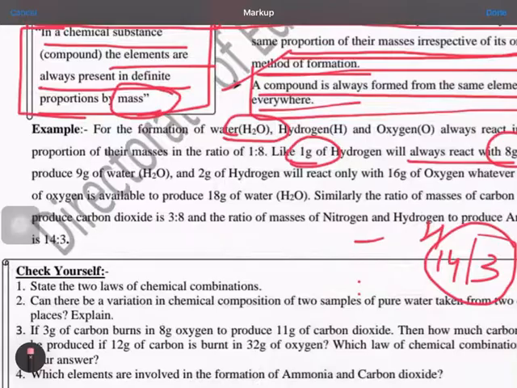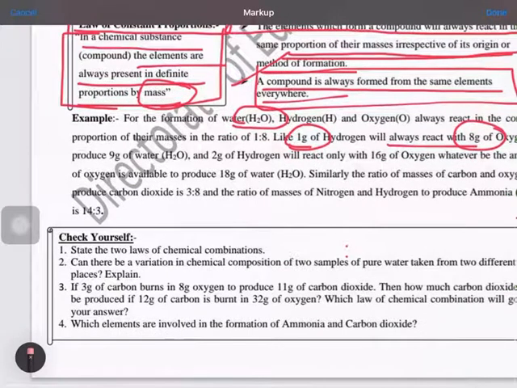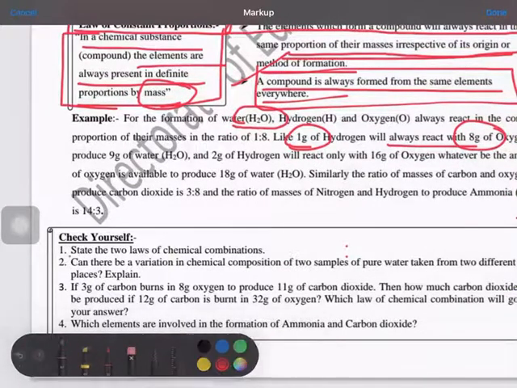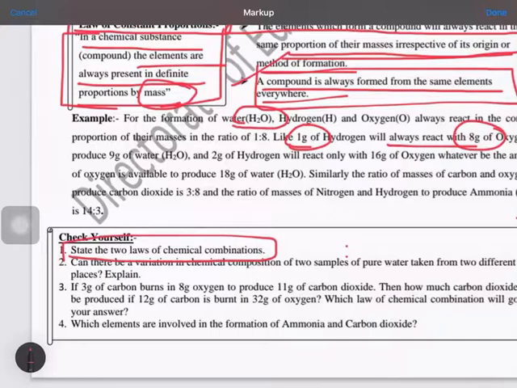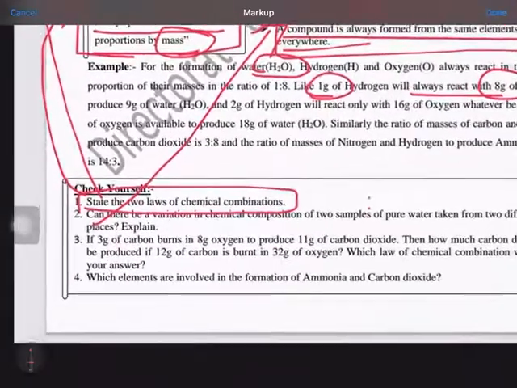Now we come to the question answers. The question answers are very simple in this. We can easily state 2 laws of chemical combination. So the 2 laws which we have learned today, one is the law of constant proportion and the other is the law of conservation of mass. Second question, can there be a variation in chemical composition of 2 samples of pure water taken from different places? So the answer is no, and this point will be there. No, because a compound is always formed from the same elements everywhere. Okay, and when we have to explain, you can take the example of water. It's very easy. Now we come to question number 3.